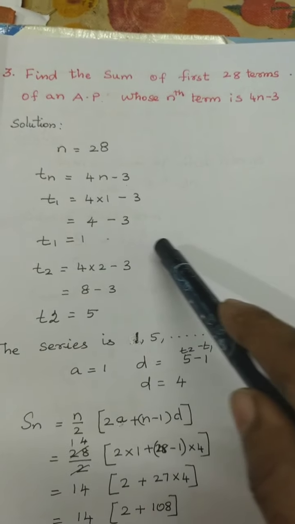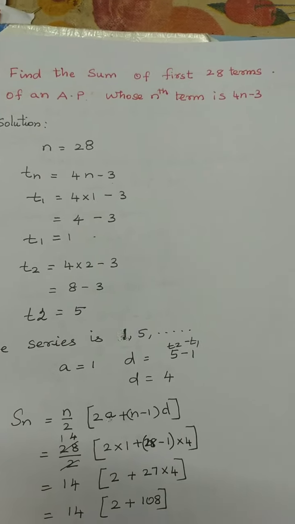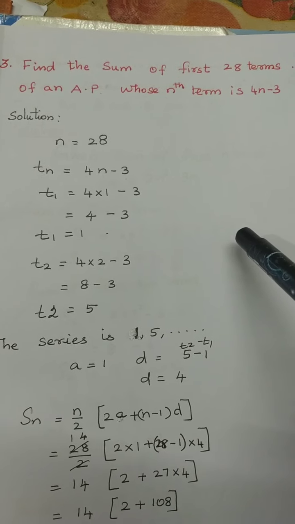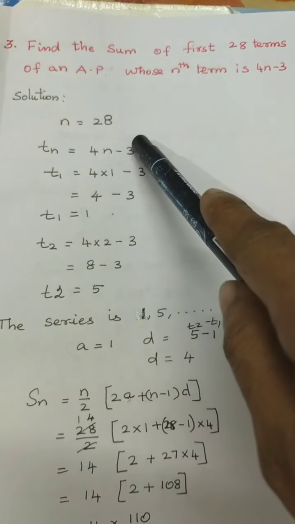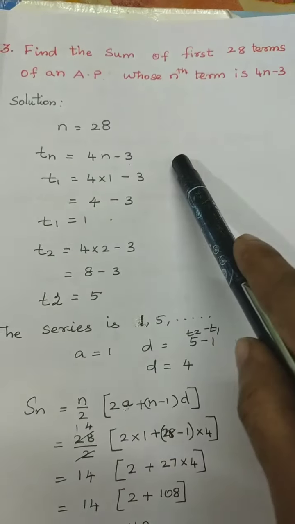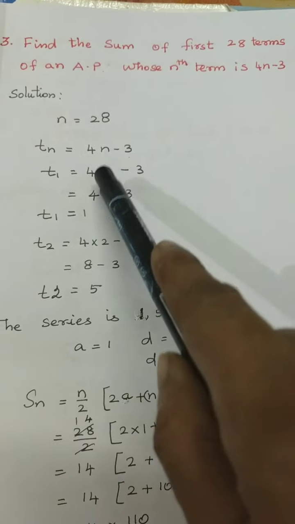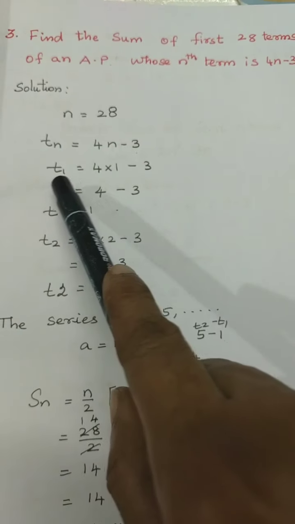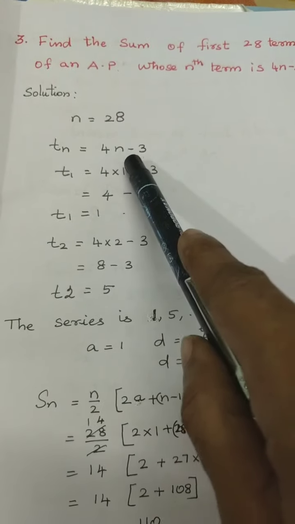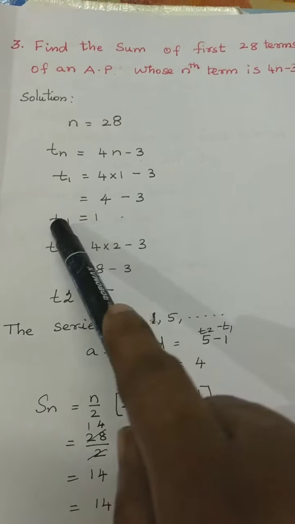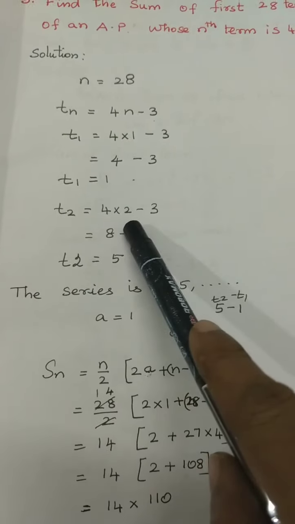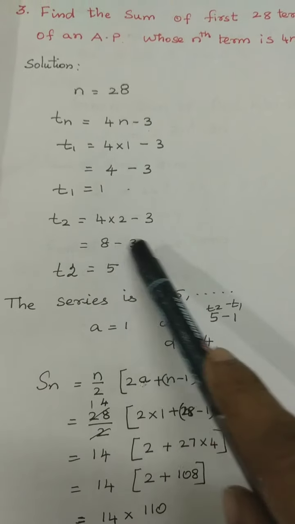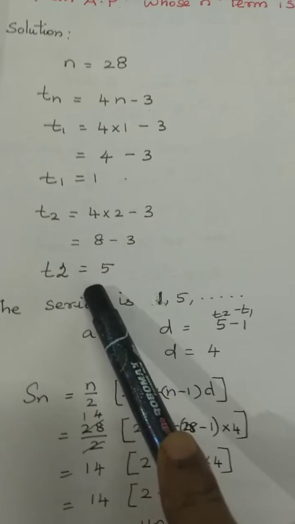First you have to find the first term, second term, third term, and so on. And after that you have to find the sum of 28 terms. N is equal to 28. This is the general term. You have to substitute 1 in the place of n. So T1 is equal to 4 into 1 minus 3, then T1 is equal to 1. Then T2 is equal to 4 into 2 minus 3, 8 minus 3, T2 is equal to 5.